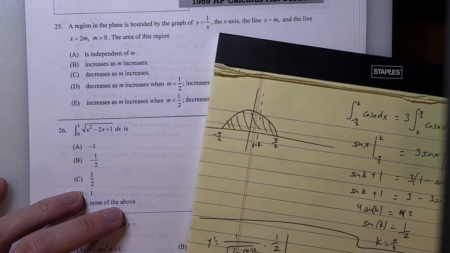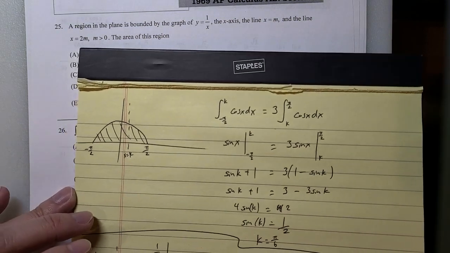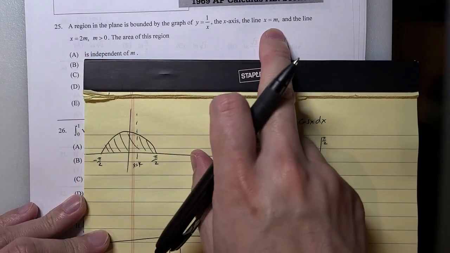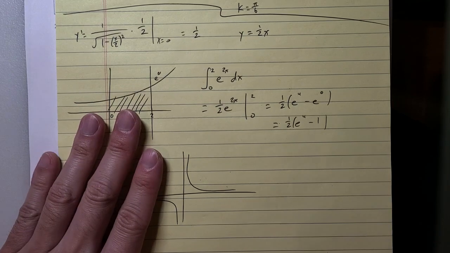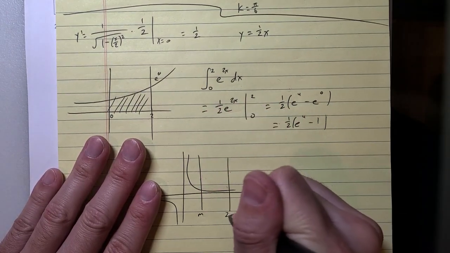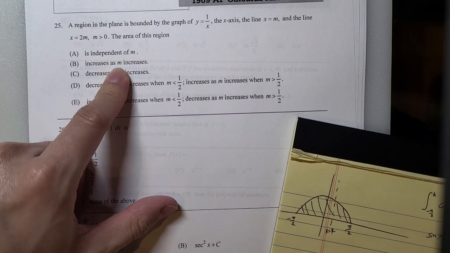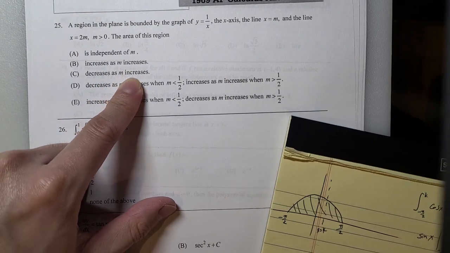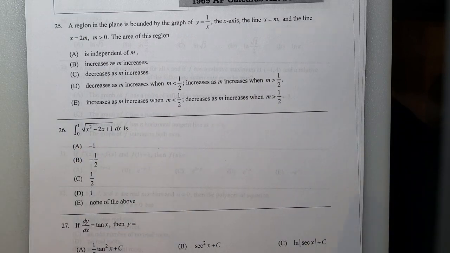The x-axis, the line x is equal to m, the line x is equal to 2m. M is greater than 0, so it's going to be in the positive x. Okay? So some line here, m to 2m. Like so, that's the thing. The area of this region is independent of m, increases as m increases, decreases as m increases, and so on. Okay? So let's try to figure out what's going on.